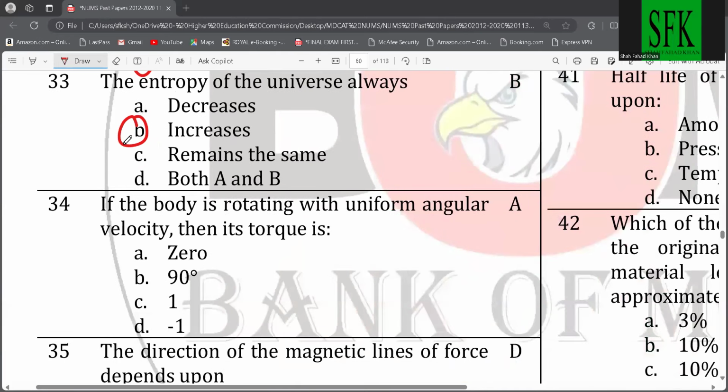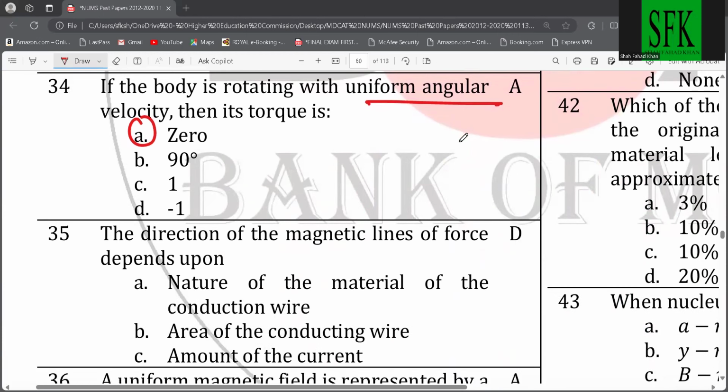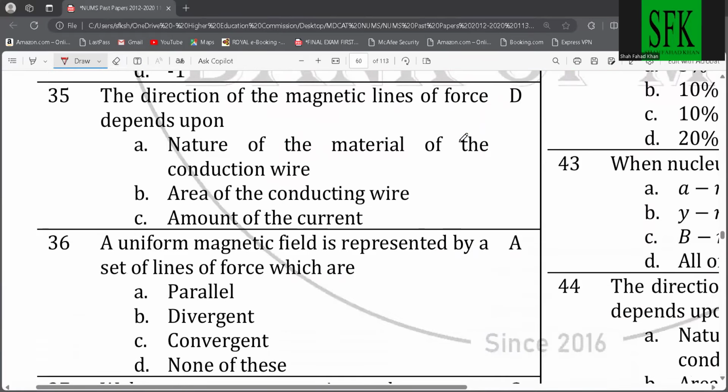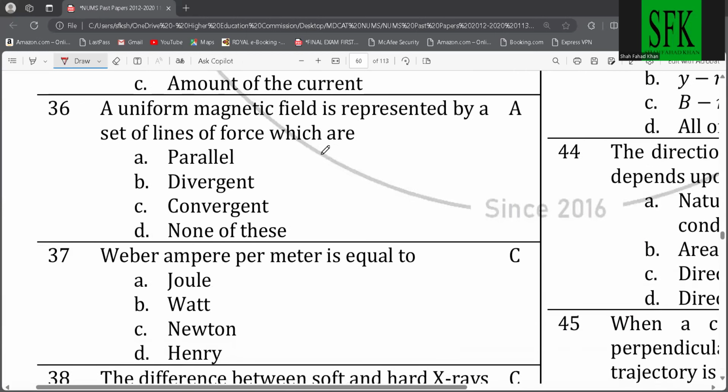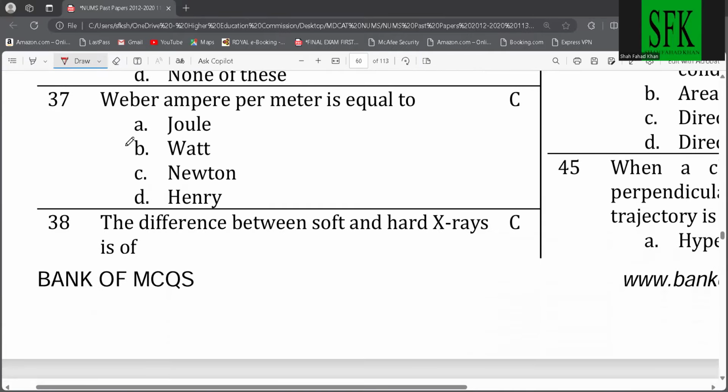Always increases, okay? If the body is rotating with uniform angular velocity, the torque has to be 0. Remember this: if uniform, torque is not being applied at all, so it's 0. The direction of the magnetic field lines of force depends upon the nature of the material, area of the conducting wire, amount of the current, and option D is missing here, so let's leave it. The uniform magnetic field is represented by a set of lines of force which are parallel to each other. If it's uniform, it has to be parallel.